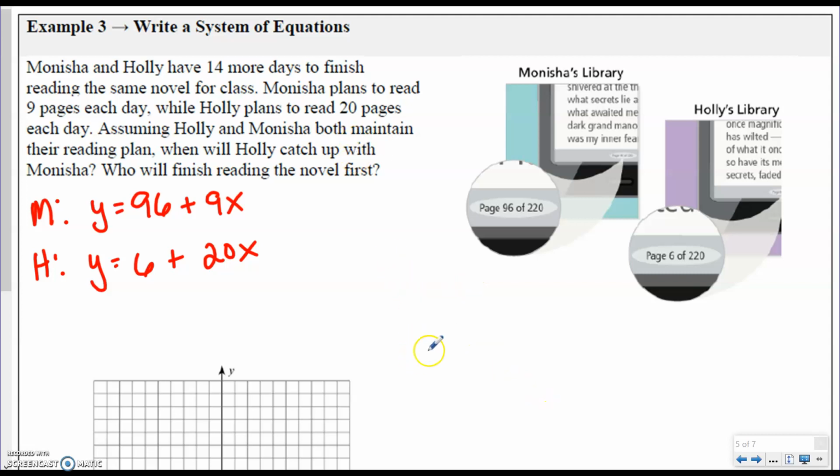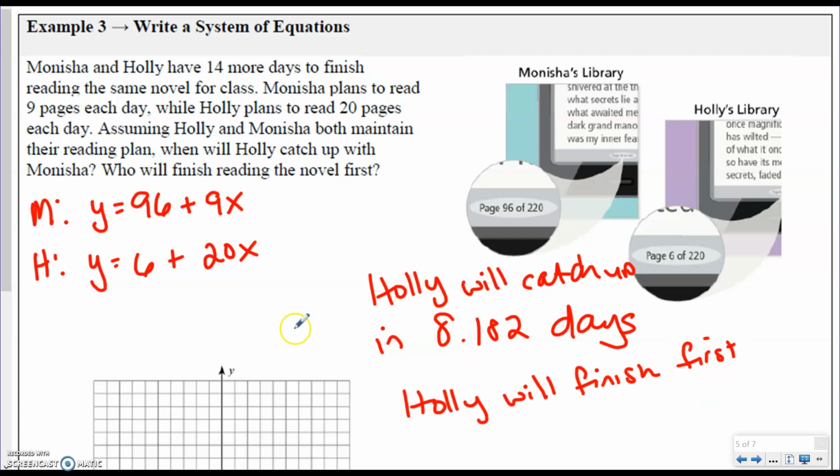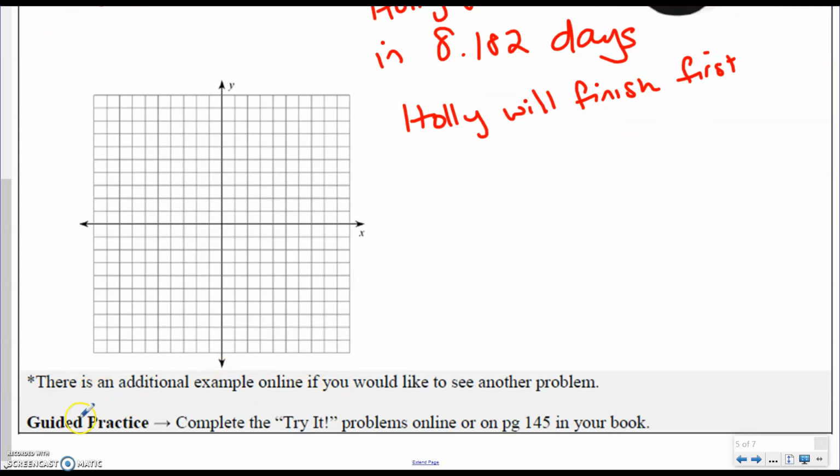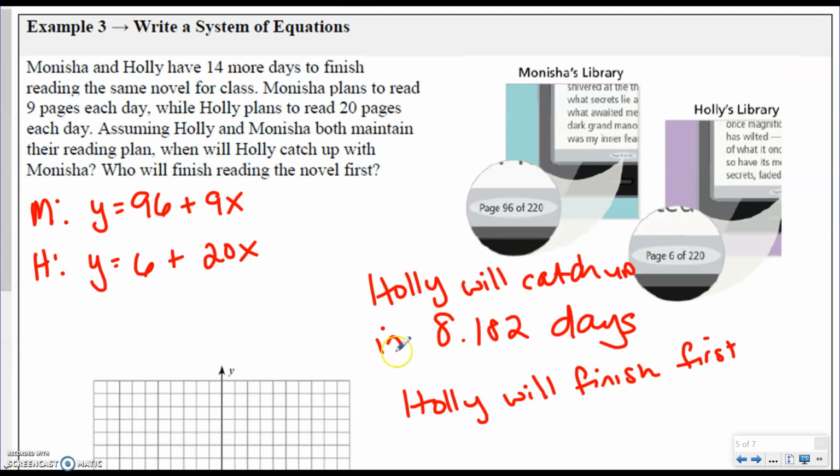So Holly's going to catch up after 8.182 days. And she will finish first. Okay, again, there's an additional example if you want to check it out, and then you're going to complete the try it problems. This is what you're going to need to be able to do to get a 3.0 on this assessment.